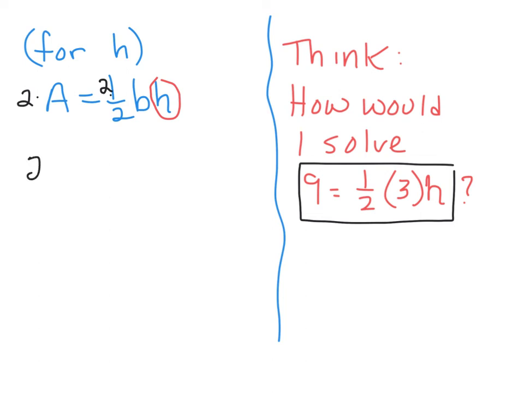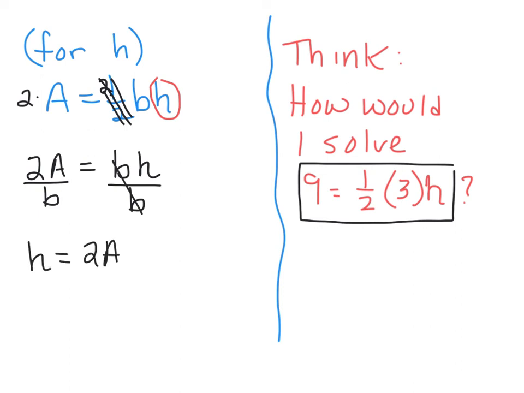On the left now I have 2A. On the right of this equation, 1/2 times 2 is just 1. I don't need it anymore. That leaves me with bh. And then what's happening to the h? Well, it's being multiplied by b, and the opposite of times b would be divided by b. H would equal 2 times capital A divided by b.